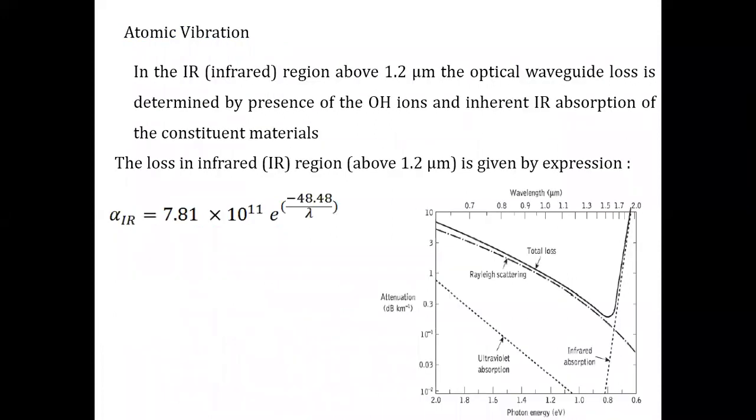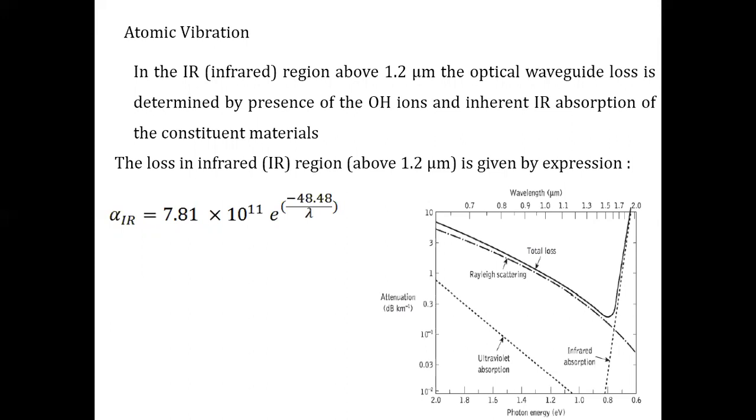Next we can see about the atomic vibration. In intrinsic absorption we have two: one is electronic absorption, and the other is atomic vibration. The infrared region lies above 1.2 micrometer. In the infrared region above 1.2 micrometer, the optical waveguide loss is determined by the presence of OH ions and the inherent IR absorption of the materials.